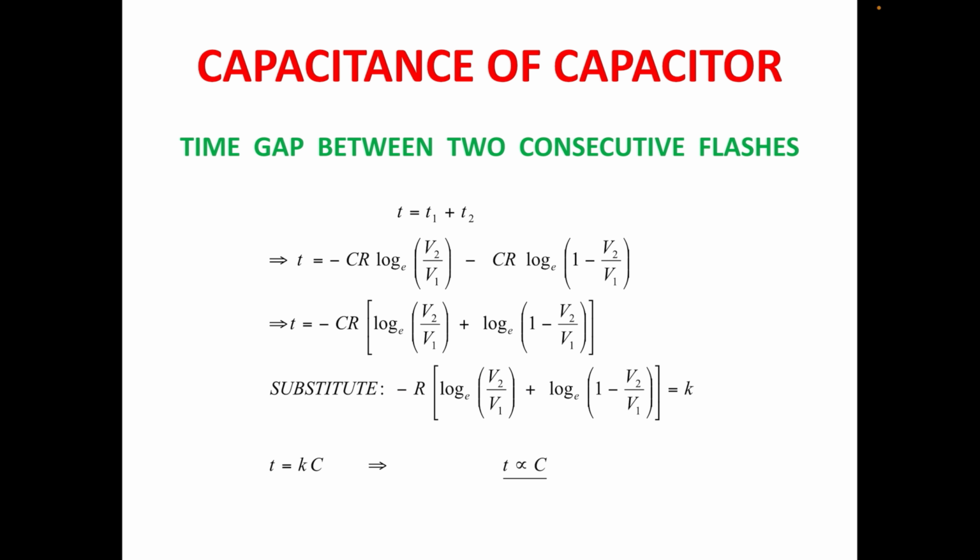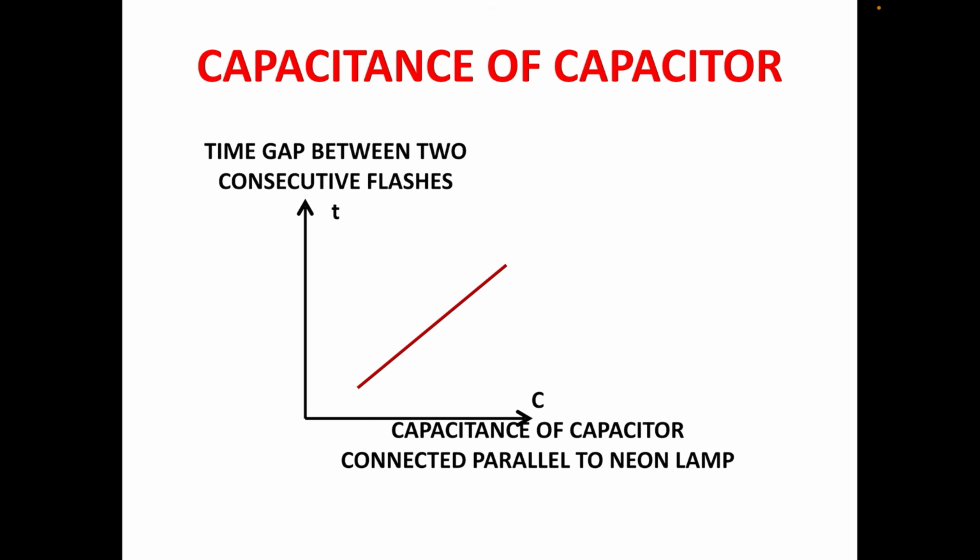Using the values of T1 and T2, time gap between two consecutive neon lamp flashes can be proved to be directly proportional to capacitance of capacitor used parallel to the neon lamp. Thus, graph of time gap between two consecutive neon lamp flashes versus capacitance of capacitor must be a straight line.